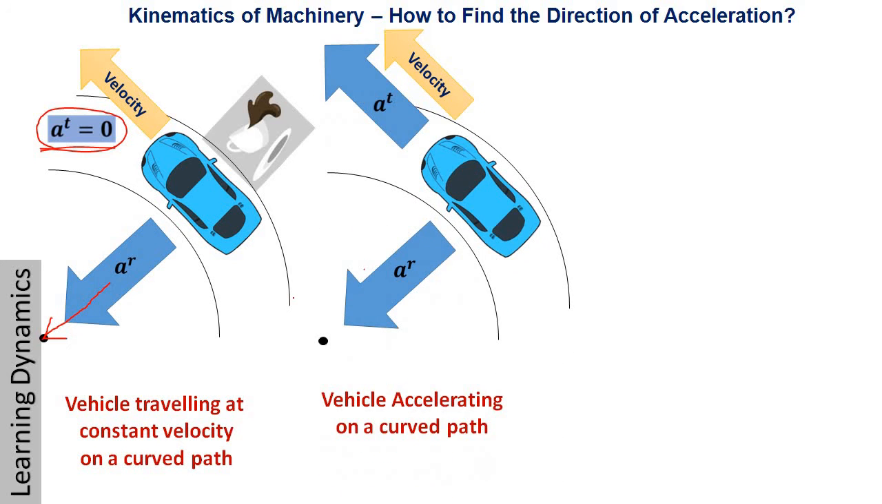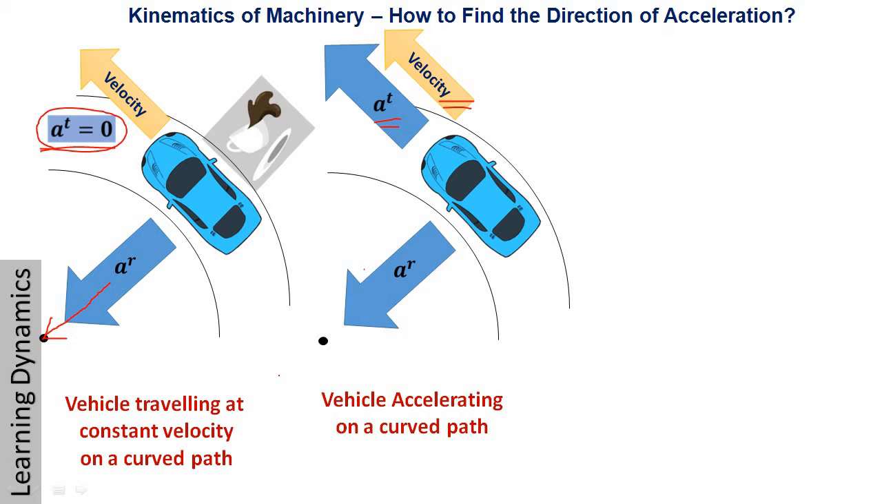The next condition, the vehicle is accelerating on a curved path. So the vehicle is traveling, now the driver is pressing the accelerator pedal. So the vehicle is accelerating while it is traveling around the curve. So in that case, the tangential component of acceleration will be in the same direction as the velocity. But the radial component will still act towards the center of the curve.